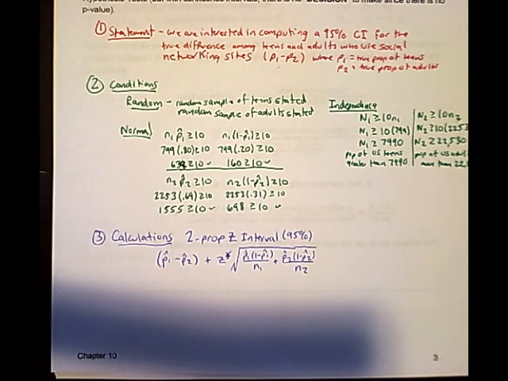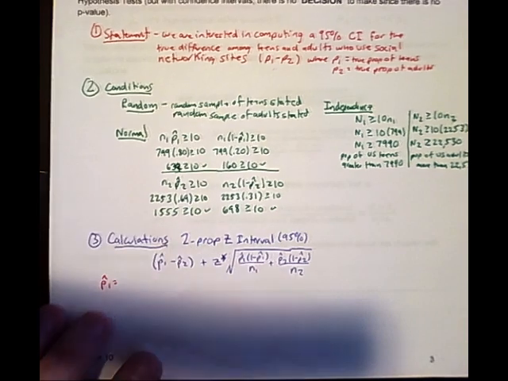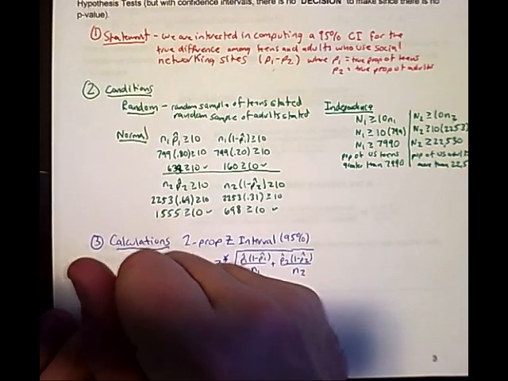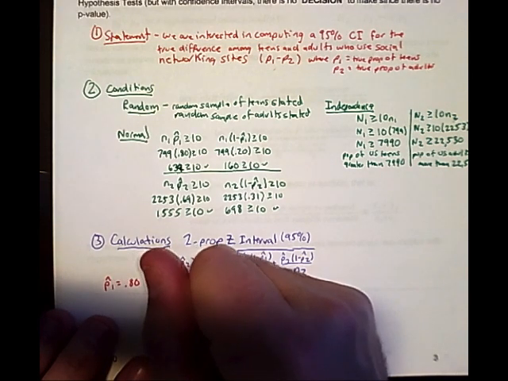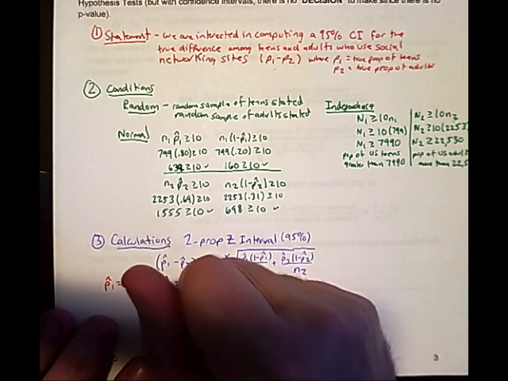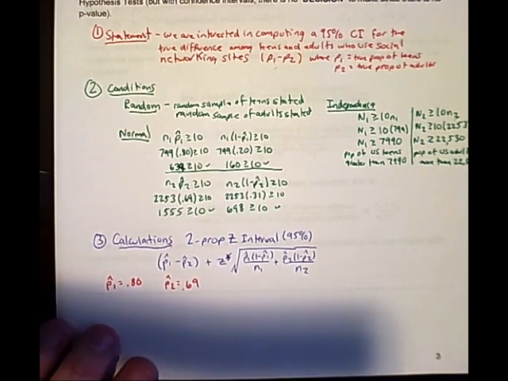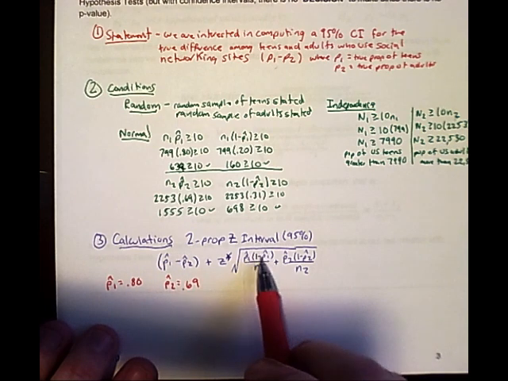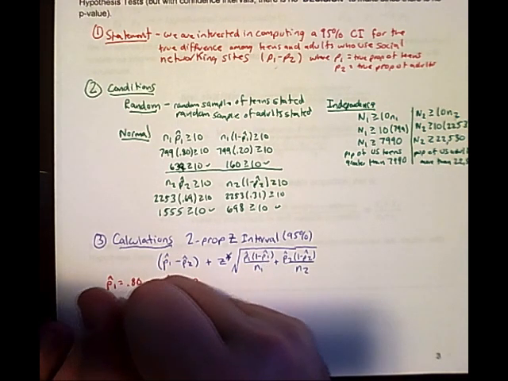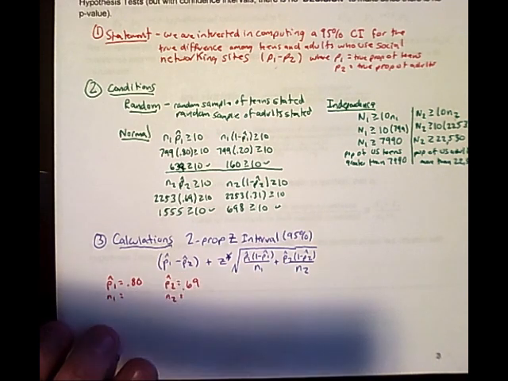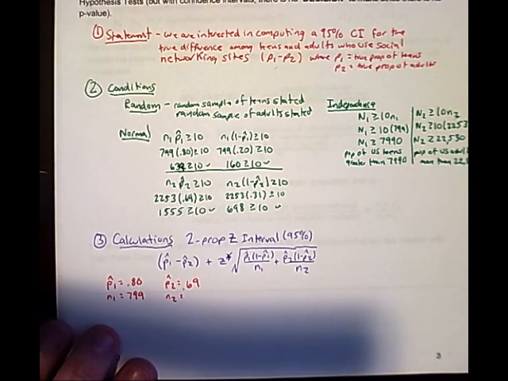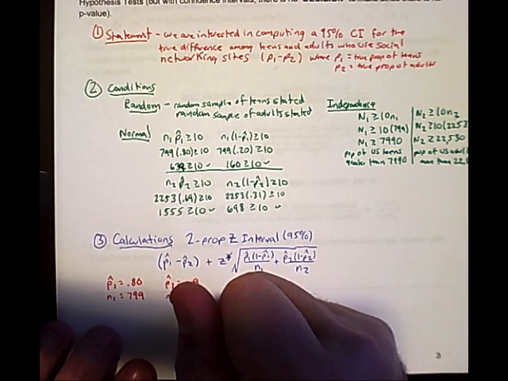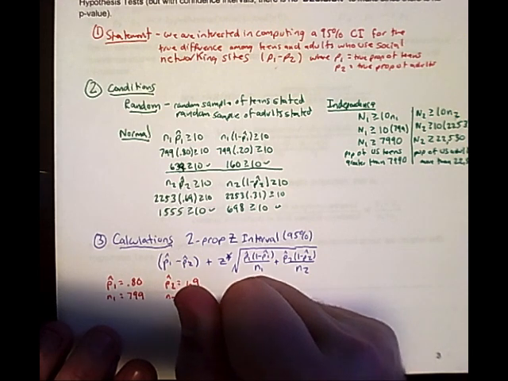So let's think about what these things are. Let's label them. My p hat 1, remember, refers to the teens. We were told 80% of the teens. P hat 2 was the adults, so that was 69%. Now I need to talk about n1 and n2. Give these values. The sample size n1, teens, is 799, and in that sample, adults, 2,253.